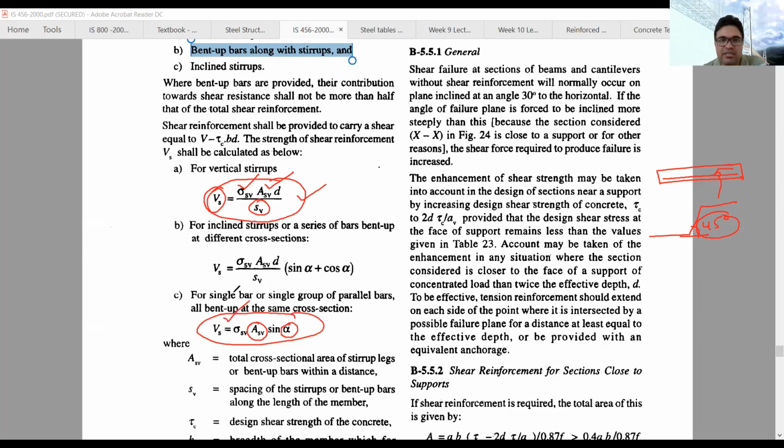Also, one important thing which is mentioned in this IS code, it says where bent up bars are provided, their contribution towards shear resistance shall not be more than half that of total shear reinforcement. It says if the total shear force which is to be resisted by shear reinforcement is V, in that case the contribution of the bent up bar cannot be more than V by 2. Okay, so we will look into this more clearly when we solve the example.